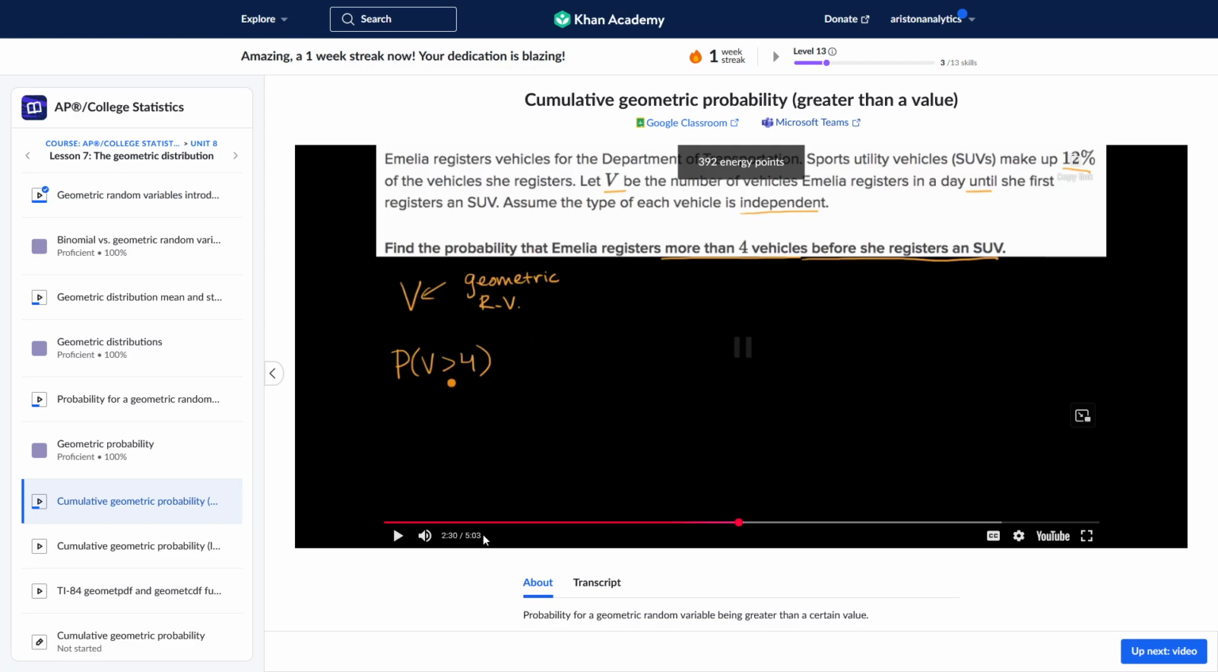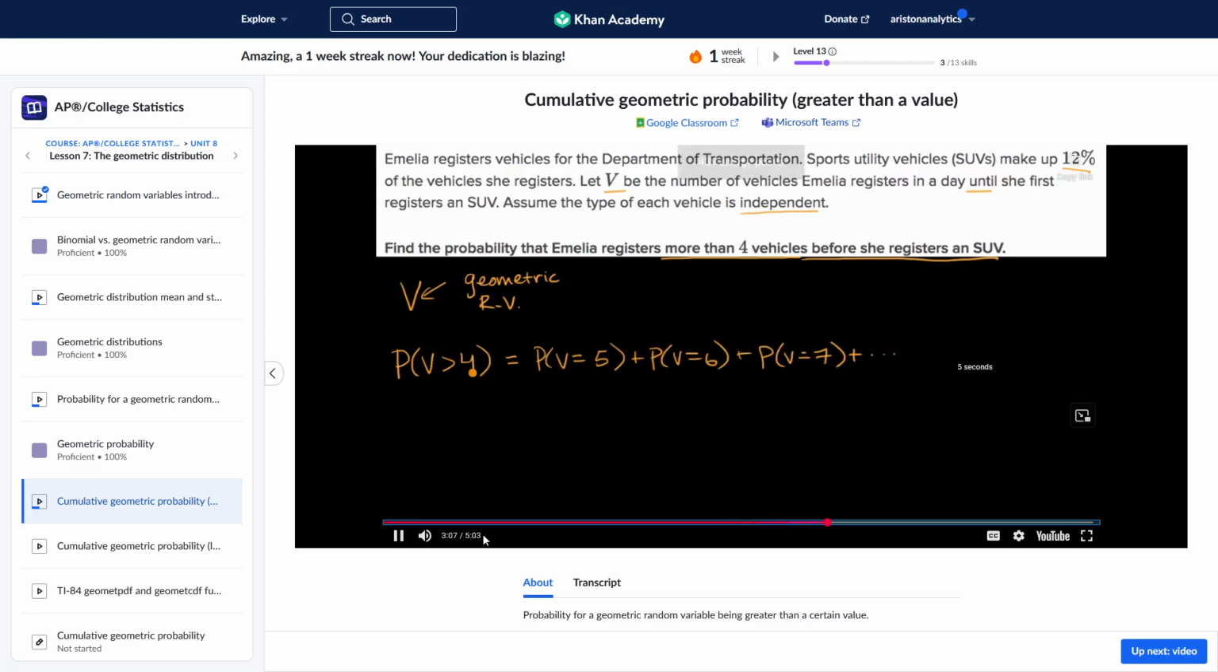All right, now I'm assuming you've had a go. Some of you might say, well, isn't this going to be equal to the probability that V is equal to 5 plus the probability that V is equal to 6, and so on? Or you could do one minus the probability that V is less than or equal to 4. Well, that's the same thing as the first four customers not being SUVs. What's the probability that for each customer she sees, they're not an SUV? Well, that's 1 minus 12%, or 88%, or 0.88.